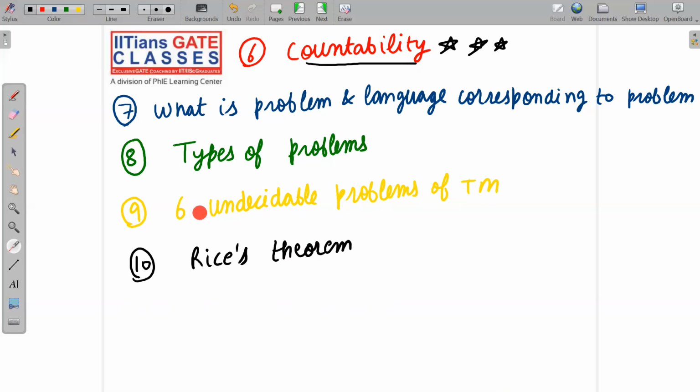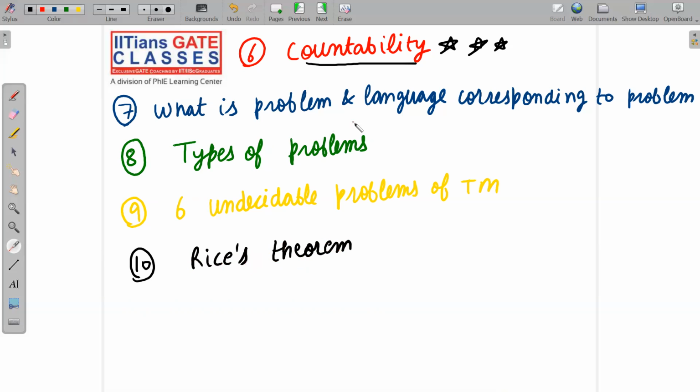Next is 6 undecidable problems of Turing machines. I think you all have heard about a very famous problem of Turing machine, that is the halting problem. Okay, so we will study a few problems, rather 6 undecidable problems of Turing machines. Next is Rice's theorem. So don't worry, we will study about it. If you want me to say a few words about this theorem, you won't be able to understand it here, because this is just an introductory part. So let me dive deep into the chapter.